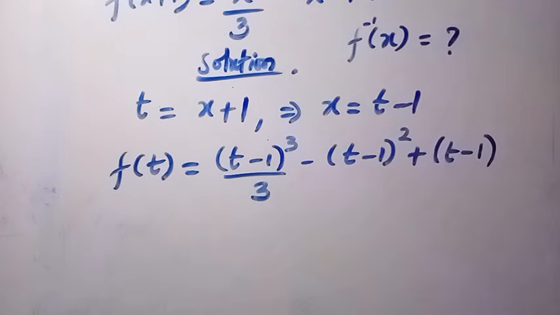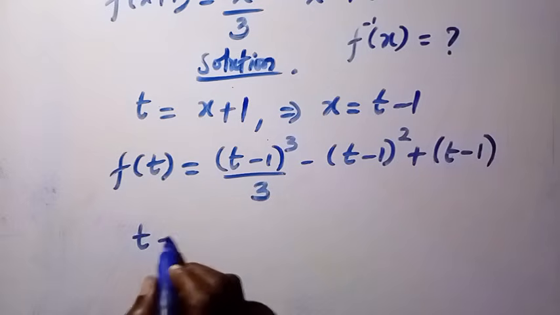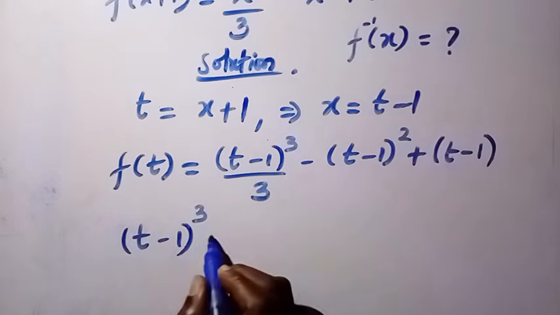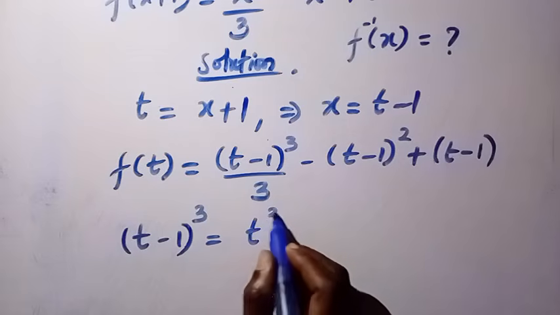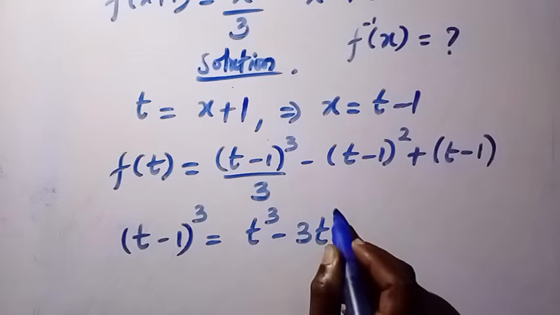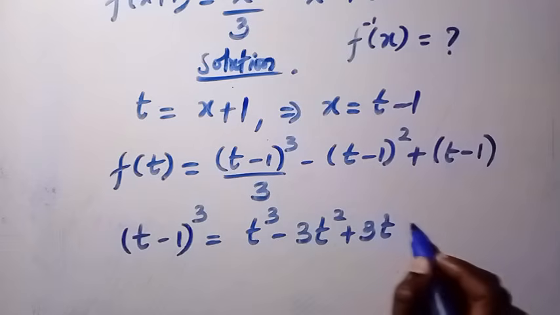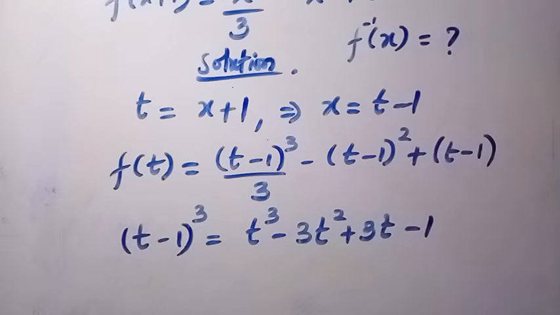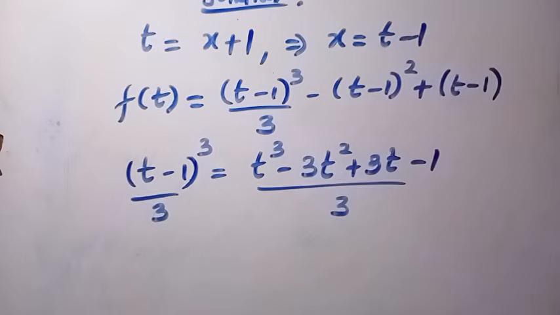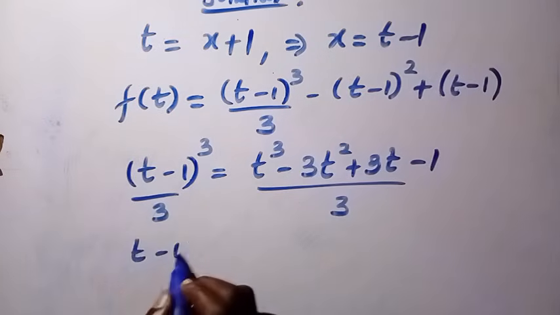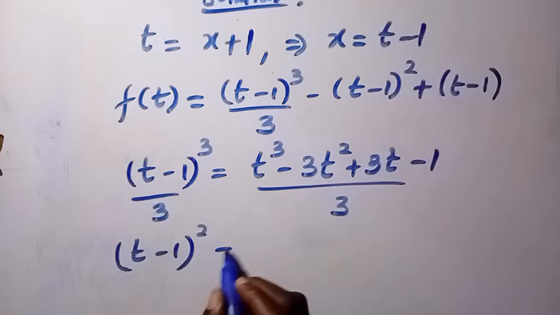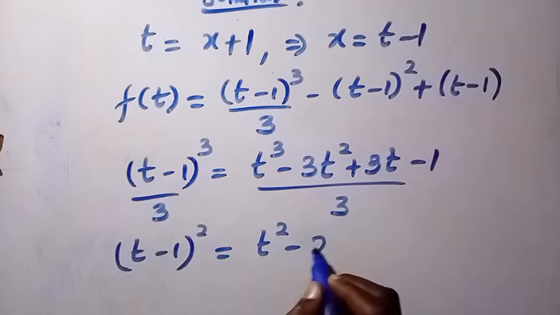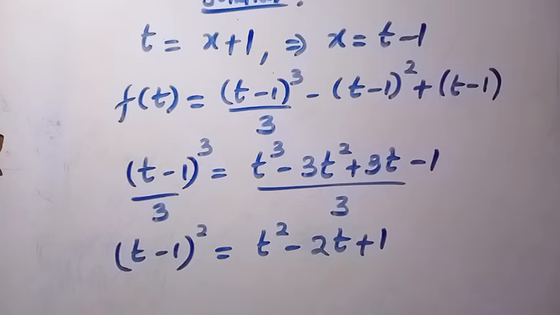And again, suppose I try to expand t minus 1 raised to power 3. This gives us t raised to power 3 minus 3t squared plus 3t minus 1 using binomial expansion. Then I divide by 3, so we have this also divided by 3. Also, for t minus 1 raised to power of 2, this gives us t squared minus 2t plus 1.